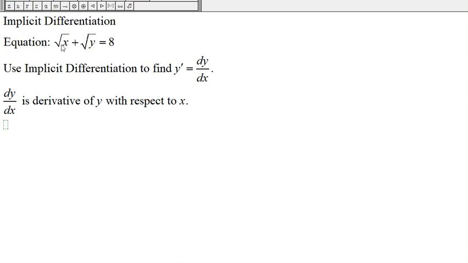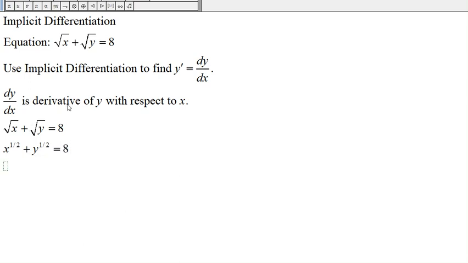Here we have the equation the square root of x plus the square root of y equal to 8, and we want to find the derivative of y with respect to x, or y prime, using what's called implicit differentiation. So the square root of x is the same as x to the 1/2, and then plus y to the 1/2, and then equal to 8.